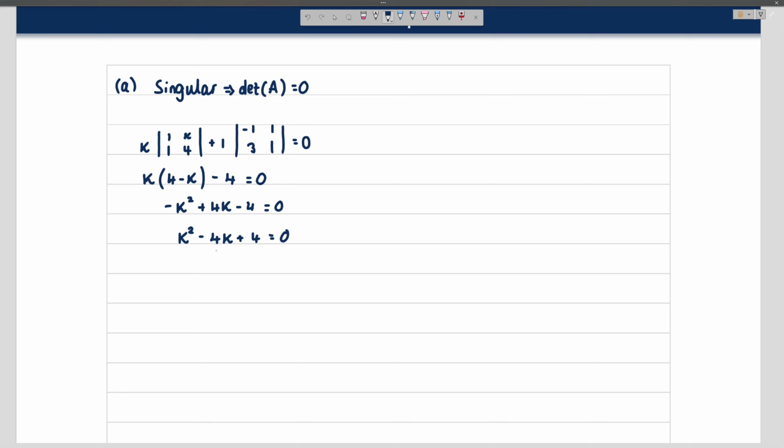And hopefully what you recognize here is this is k minus 2 all squared, okay? And this here then is equal to 0. And this just gives us k is equal to 2 here, okay? So this value here, k equals 2. This is the value of k for which the matrix A is singular, okay? So there we have it then. That gets us the first 3 marks of question 4.